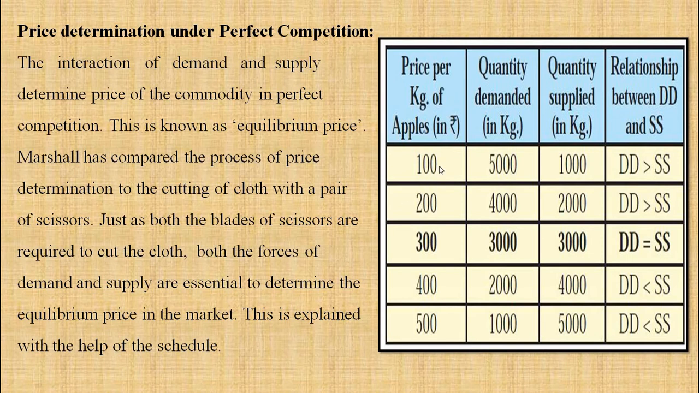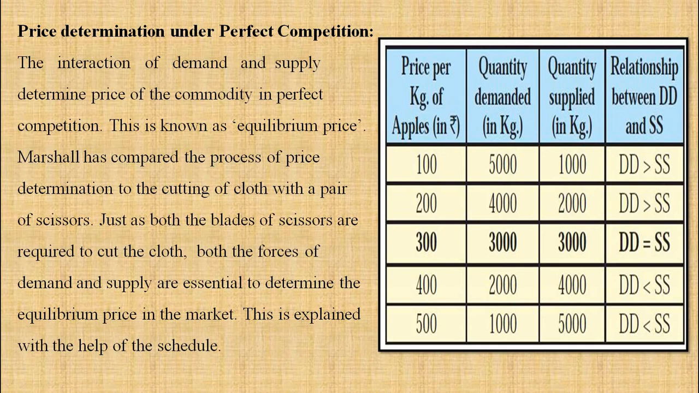Now look at the table. When the price rises from 100 to 200, the quantity demanded falls from 5000 to 4000, because the higher the price, the lower the demand, right? Whereas supply increases from 1000 to 2000, because according to the law of supply, the higher the price, the higher is the supply. Direct relation. And according to the law of demand, the higher the price, the lower is the demand. Inverse relation. This is because demand falls with the rise in price and supply rises with the rise in price. So this is the stage where demand is greater than supply. Here demand is greater than supply because demand is 4000 and supply is 2000. Demand is 5000, supply is 1000.